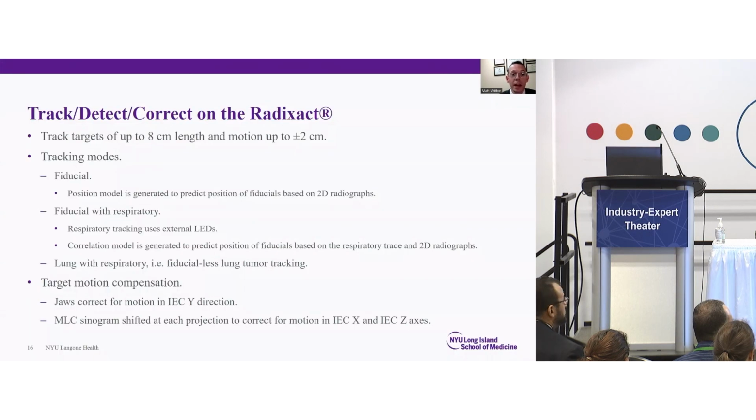So on the Radixact, you can track targets of up to 8 centimeters in length and motion of up to plus or minus 2 cm. And there are 3 tracking modes. One is fiducial, which uses a position model to predict the position of fiducials based on 2D radiographs. The other is fiducial with respiratory. So we attach LEDs to the patient, and we develop a correlation model to predict the position of the fiducials based on the respiratory trace and the 2D radiographs. And the third is lung with respiratory. So we do fiducial-less lung tracking.